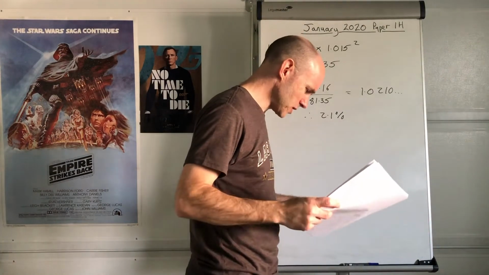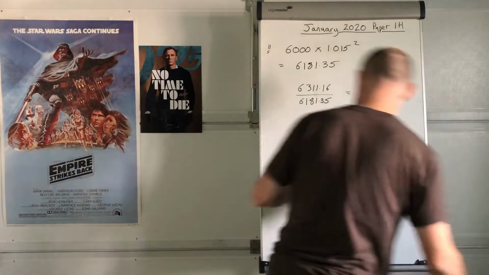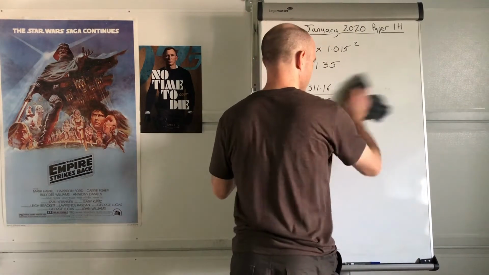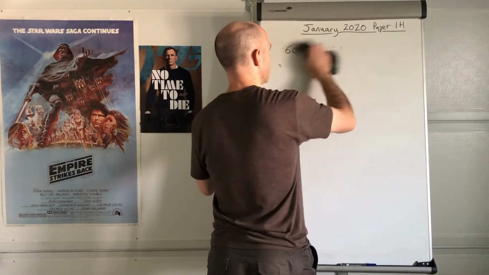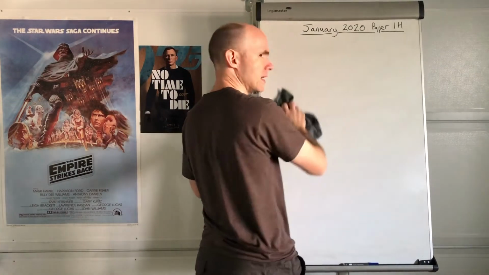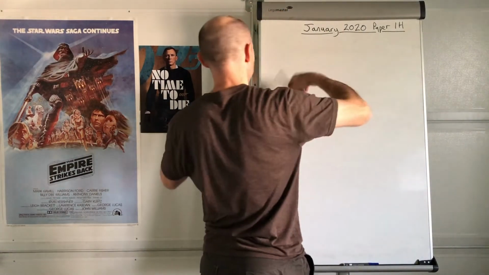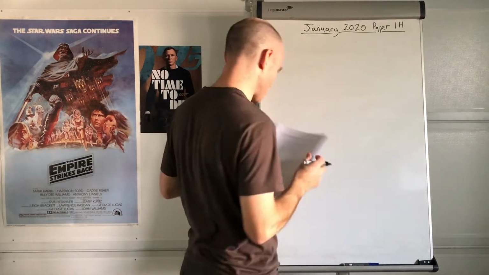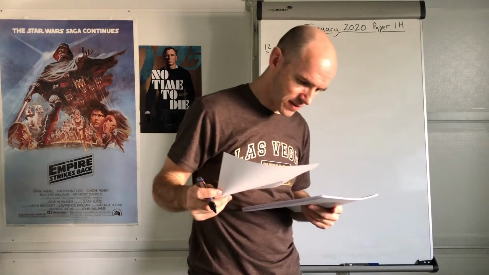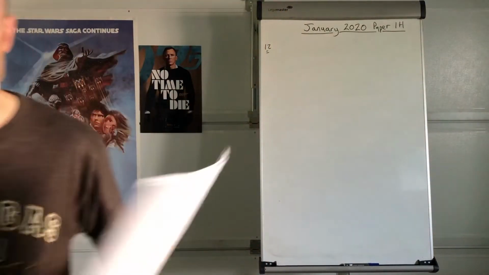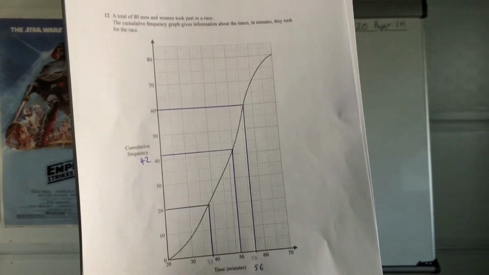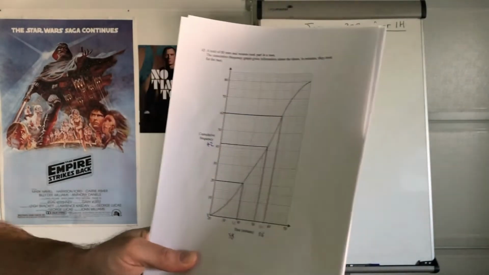Right, question number 12. Okay. This is a cumulative frequency graph. So what you need to do is draw the lines on your graph as you're working out the answers to this question. So part A, find the interquartile range. So can you see this? I really hope so. Okay, I'll try to make the lines nice and clear for you.